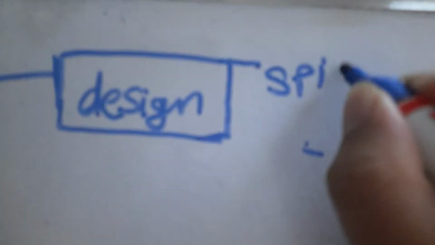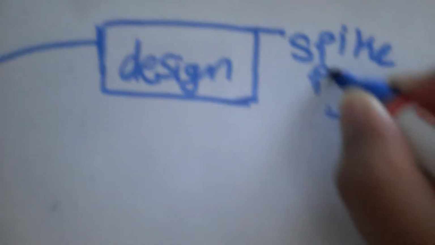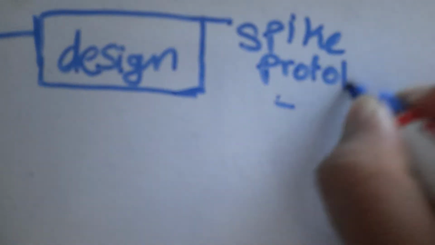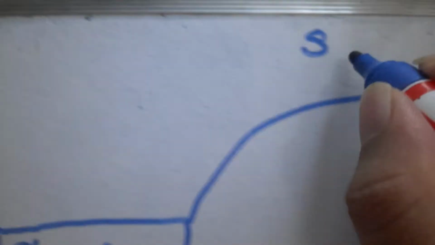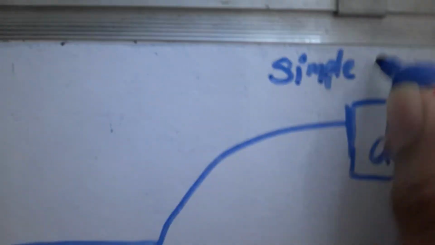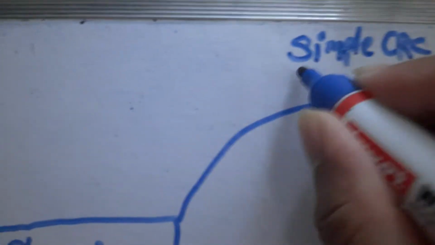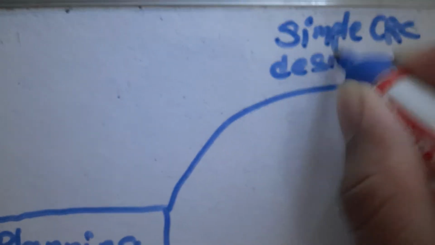spike, prototype solution. Then there is a simple CRC design card.